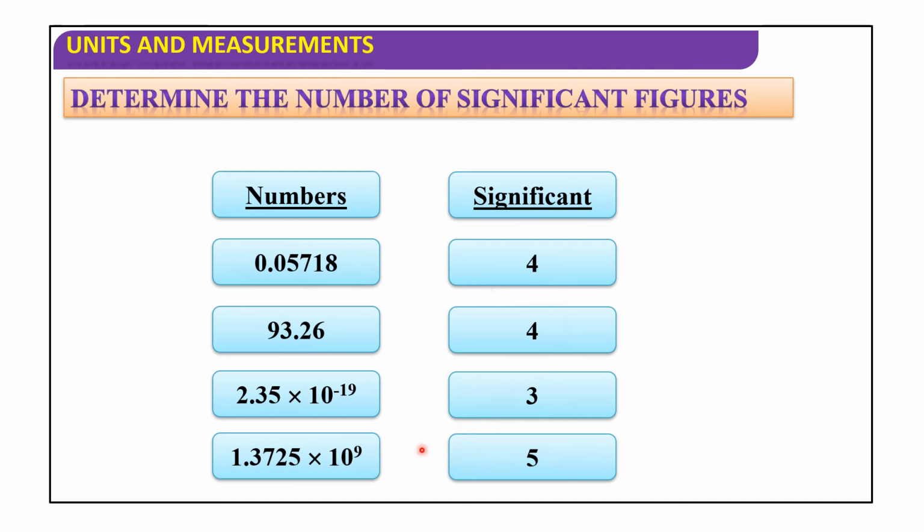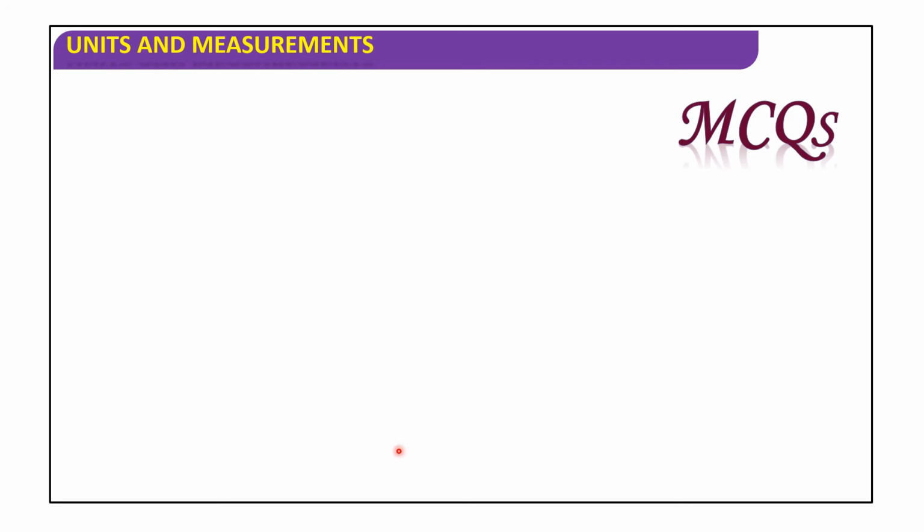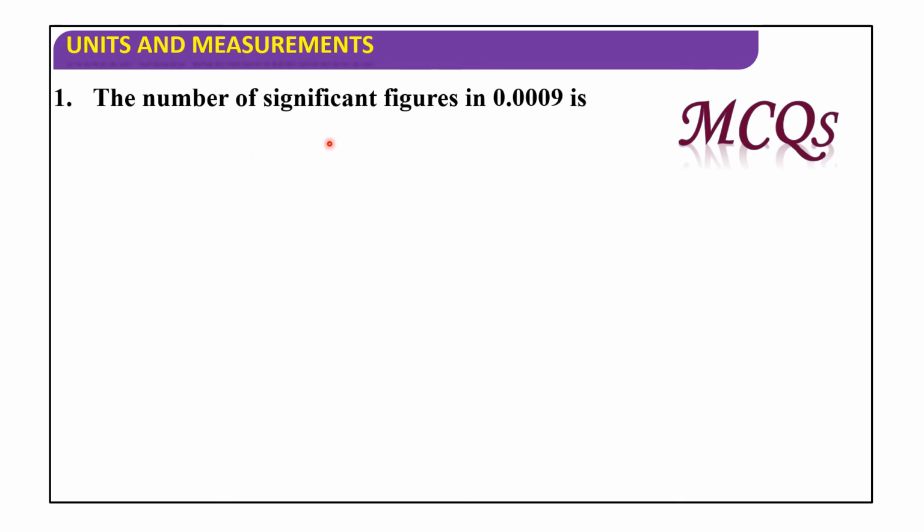Okay. Next, now I'll discuss MCQs. The number of significant figures in 0.0009 is: option A 4, option B 3, option C 2, option D 1. The number of significant figures in 0.0009 is 1, so option D is correct. The zeros on the left are not significant figures. Only the digit 9 counts, so its significant figure is 1.